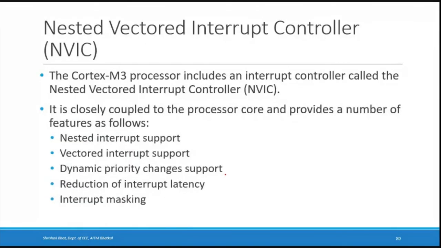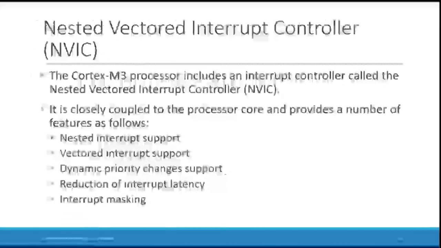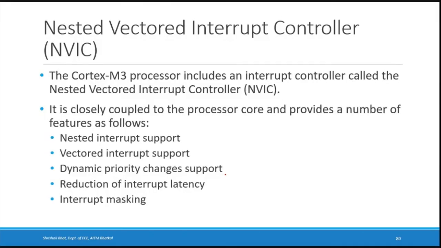Tomorrow in the next class, we will see some more features of the architecture, like the nested vectored interrupt controller. What are the different features of this nested vectored interrupt controller? What are the different vector tables? Then the interrupts and exceptions that can happen in Cortex M3, and then how the stack is implemented. So all these things we will see in the next class.